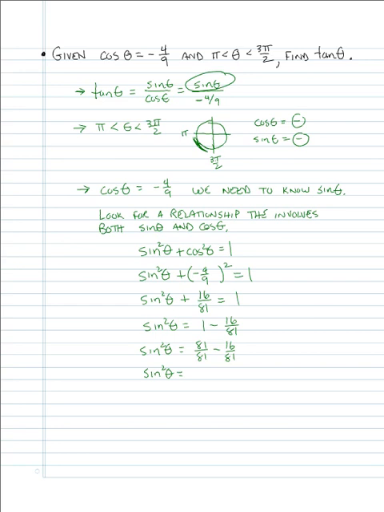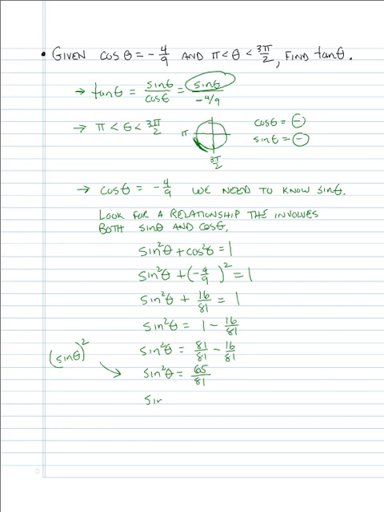What is that? 81 minus 16. Let's see. 71, 65. Is that right? I believe so. So we get 65 over 81 when we do that subtraction. Now, since sine squared of theta, I'm not going to rewrite it each time. I'm just having you remember that this really means sine of theta being squared.